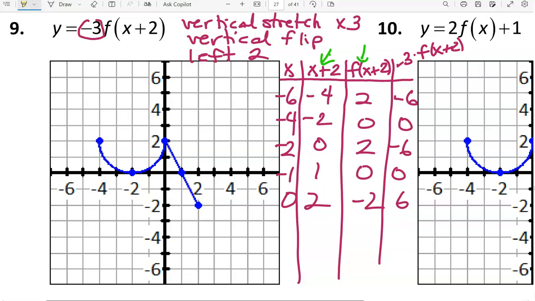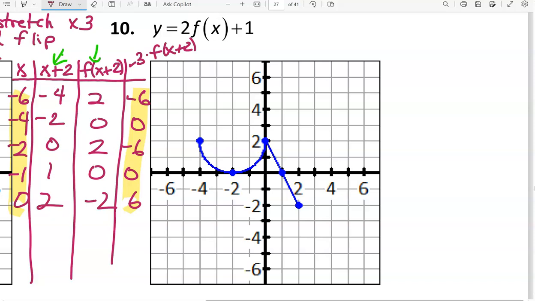And now we're going to graph our x's and our y's for the ordered pairs of the new function. So when x is -6, the y is -6. When x is -4, the y is 0. When x is -2, the y is -6. And then when x is -1, the y is 0. When x is 0, the y is 6. And so we wind up having a graph that looks like this. And I've done a lousy job with a straight line there. I'll do a better one here in a minute. There's our final graph.